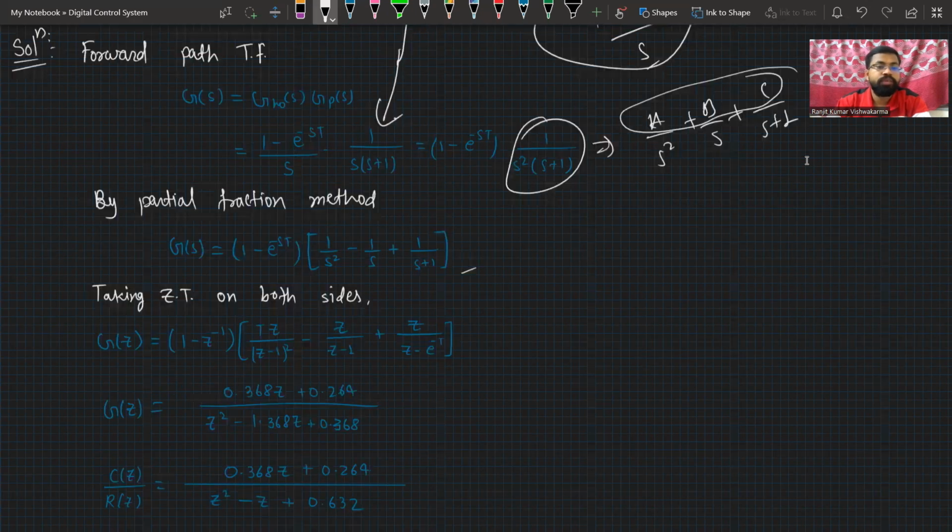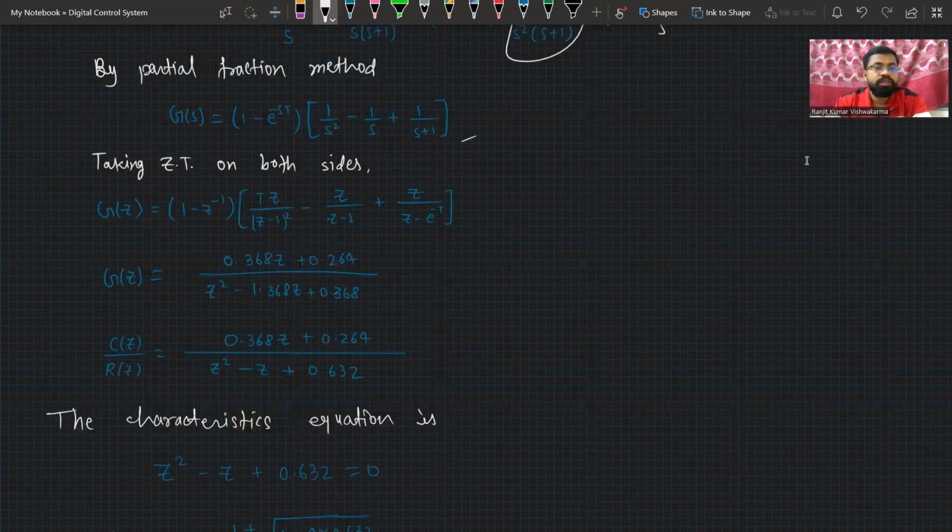Now after taking the z transform, this term will become 1 minus z to the power minus 1, and this is the ramp function, so Tz divided by (z minus 1) whole square, and minus 1 by s, this is the unit step function. And what is the z transform of the unit step function? That is z divided by z minus 1, and the same but shifted by e to the power minus T. Substitute the value of T equals 1 second, then we will get this equation. You can calculate with the help of a calculator and you will get this equation.